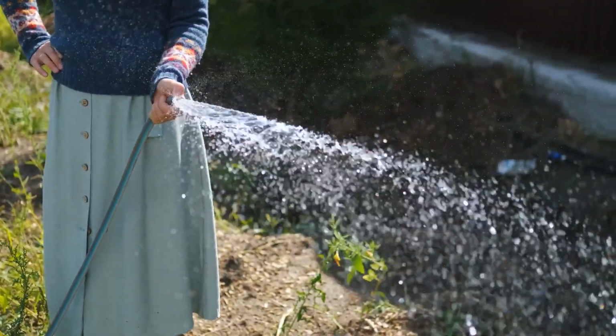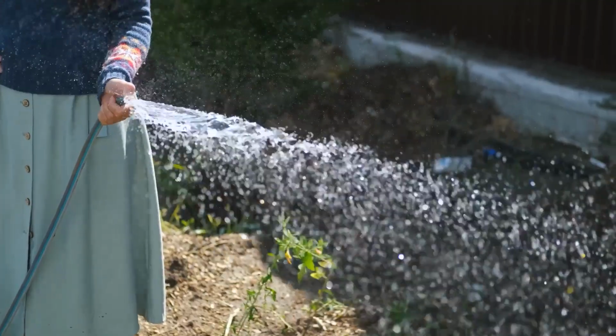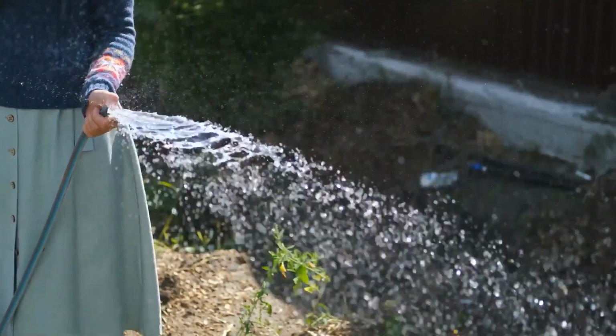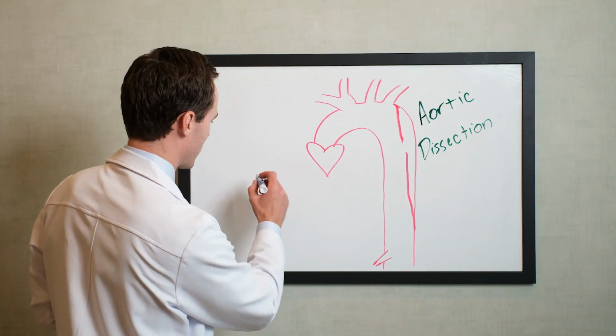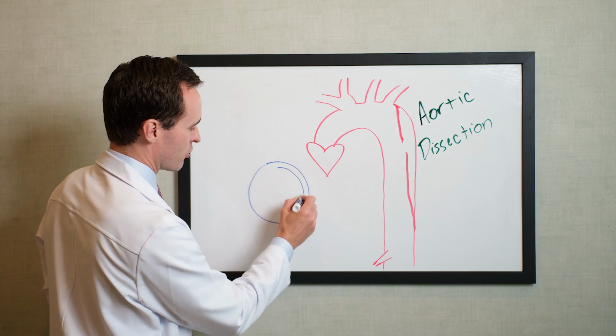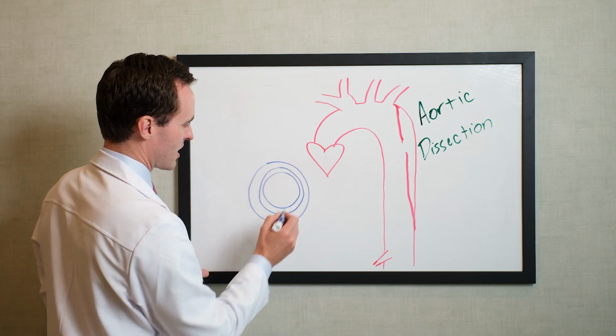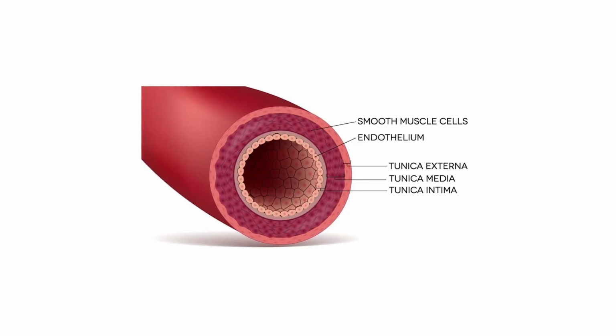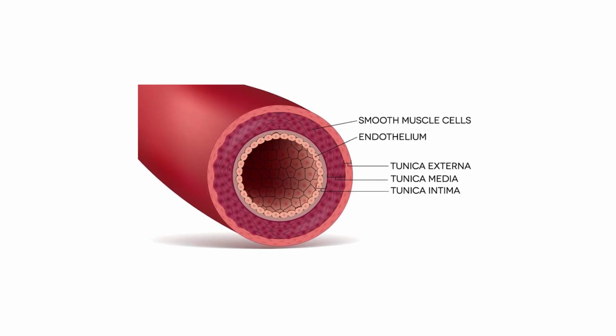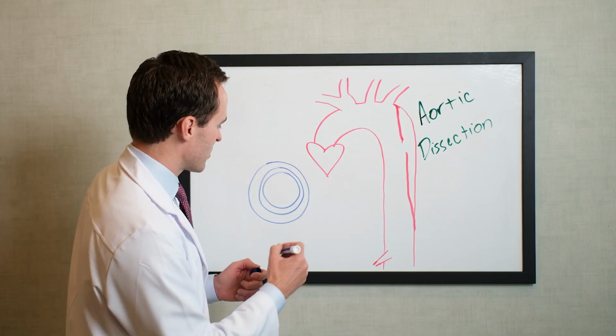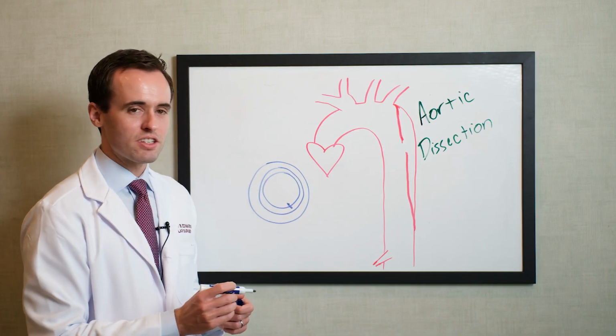Think about a blood vessel as kind of like a garden hose. So if you cut a garden hose and you're looking straight down the pipe, okay, you've got layers. And the aorta is the same way. So you have an innermost layer, a medial layer, and then the outermost layer. A dissection happens when you get a tear right in this innermost layer.